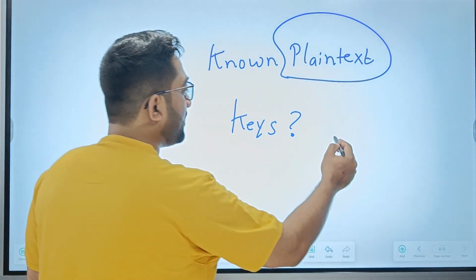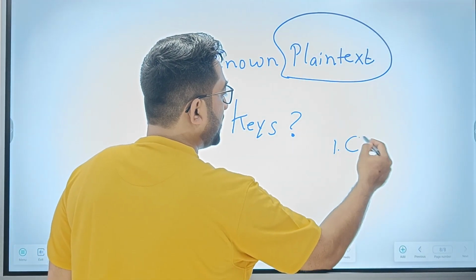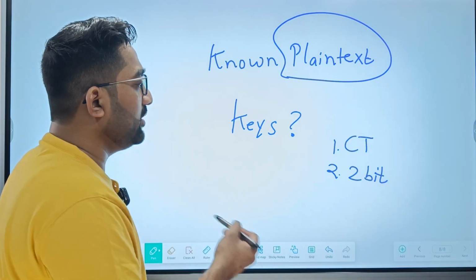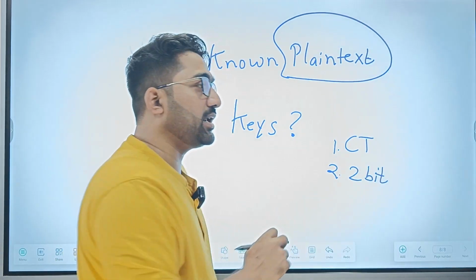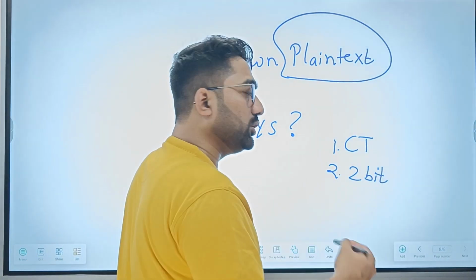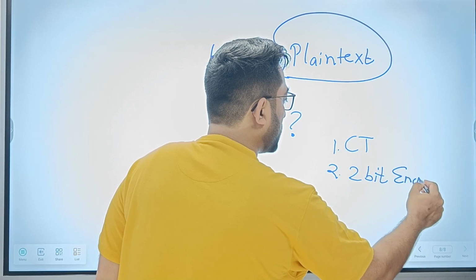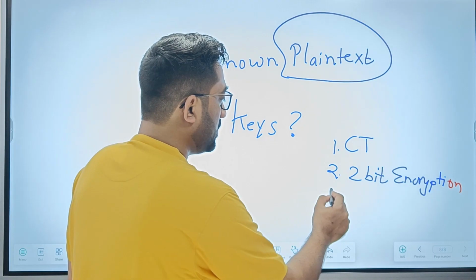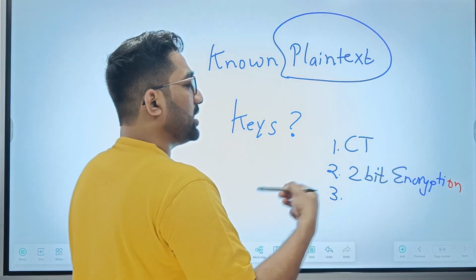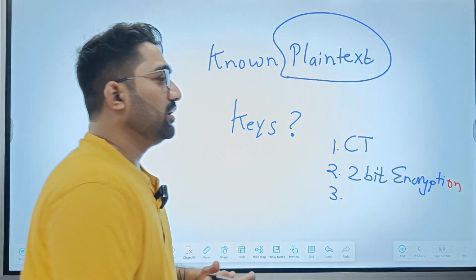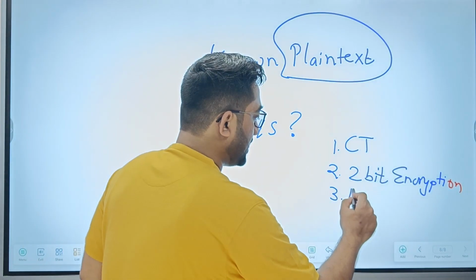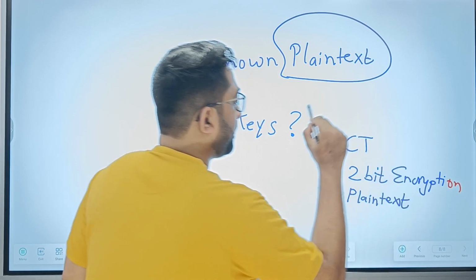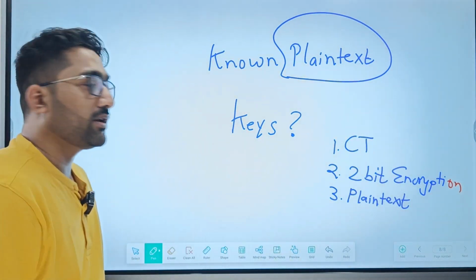So in short, we have three things known to the attacker: the ciphertext, which is public, and the 2-bit encryption. Obviously the attacker will try to guess this. We are assuming that the attacker has crossed that stage and knows that it's a 2-bit encryption model. Fine. So these two things are already known by the attacker. The third thing is that we are assuming the attacker has access to the plain text as well. That is what we call a known plain text attack, right? Fine. So these three things are known by the attacker.